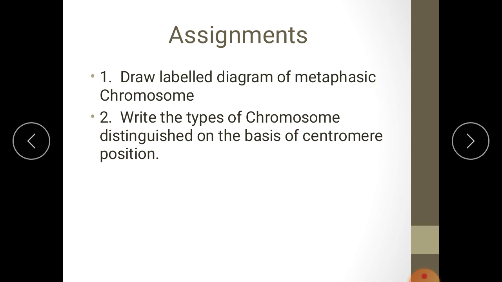So that's about the chromosomes. I will give you the assignments on this topic. Number 1, draw a labeled diagram of a metaphasic chromosome. You have to draw and label the metaphasic chromosome diagram. Number 2, write the types of chromosomes distinguished on the basis of centromere position. So there are four types of chromosomes based on the position of centromere. That you have to write.